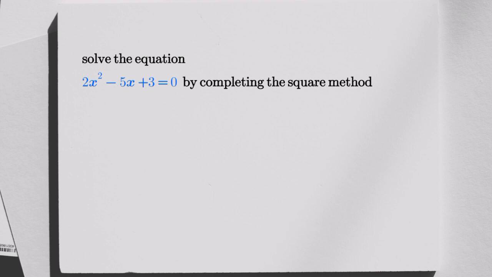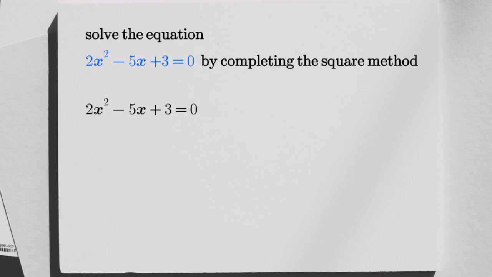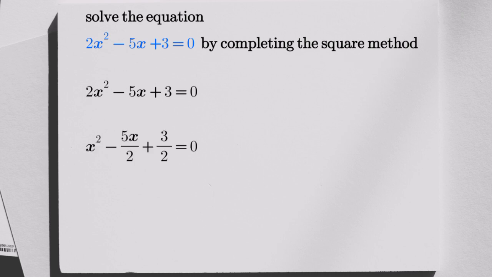So given 2x squared minus 5x plus 3 equals 0, the first step we are taking here is to divide through by the coefficient of x squared. The coefficient of x squared here is 2. So when we divide through by 2, we have x squared minus 5x over 2 plus 3 over 2 equals 0.